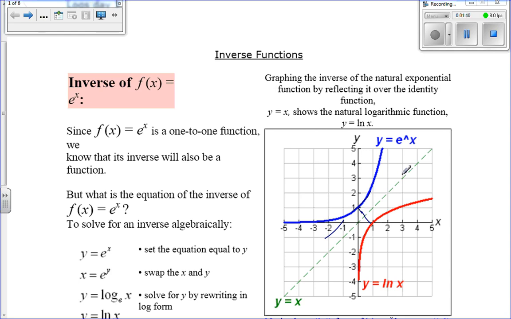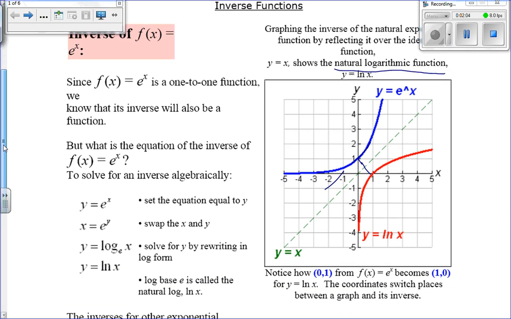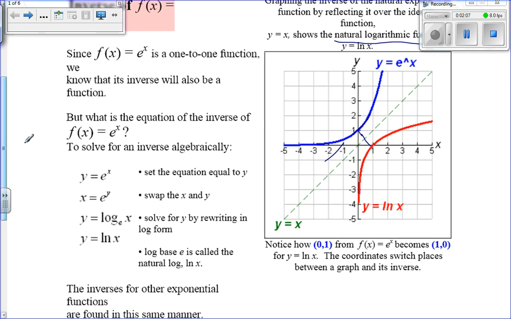And the inverse for e to the x is the natural logarithmic function. We call it ln x. I know it's natural log, which should be nl, but we label it as ln. And you can usually find that button on your calculator directly below the log button. But since f of x equals e to the x is a one-to-one function, you know that the inverse will also be a function. One-to-one means it passes the horizontal line test.